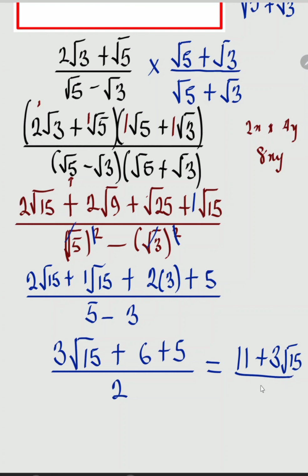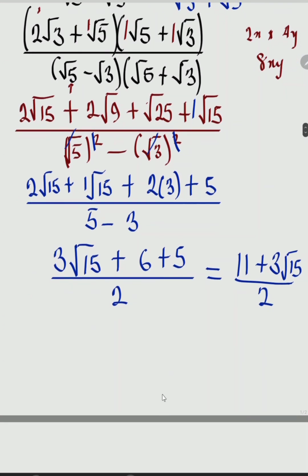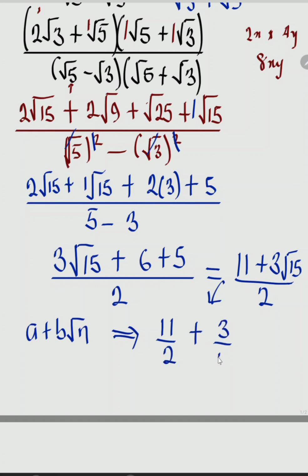Everything over 2. In some cases, you might be asked to express your answer in the form, let's say a plus b root n. Okay, so you can easily split this fraction. You can split it as 11 over 2 plus 3 over 2 root 15. So you can leave your final answer like this if you're asked to express it in the form a plus b root n. So here is our final and correct answer.